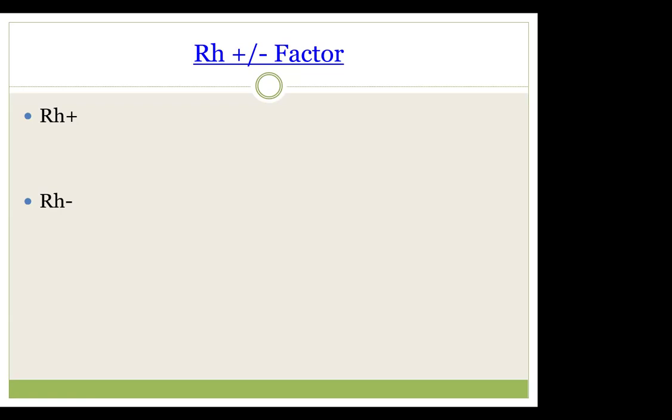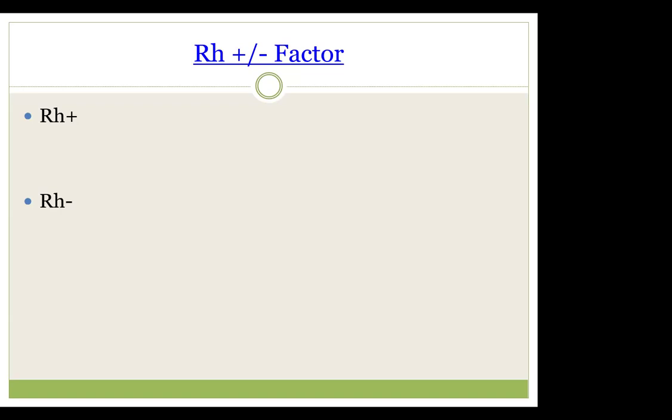If a mom is Rh negative and the baby is Rh positive, it could cause a problem if the mom's blood and the baby's blood come in contact, and that's usually at birth. There's a possibility their blood could come in contact at birth. This can cause blood cells to lyse, or break down, and could result in death.